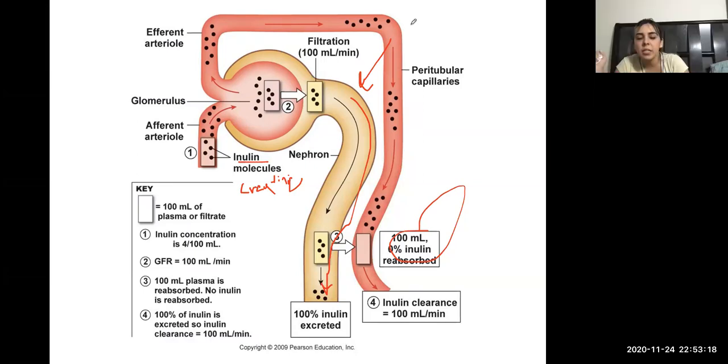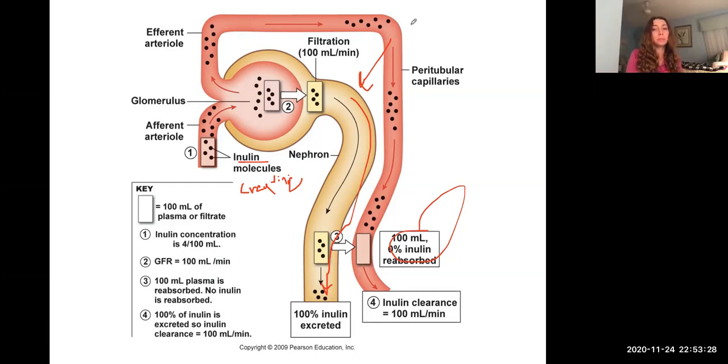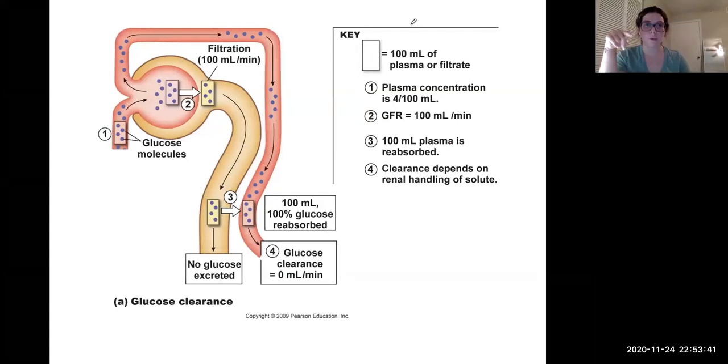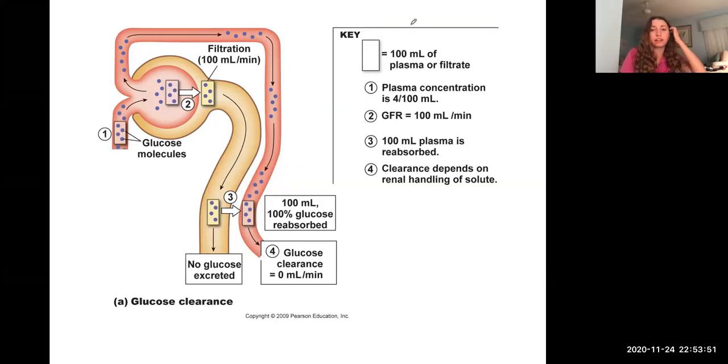So GFR is going to be equal to the clearance. Clearance? Is that the right word? Yes. So 100 milliliters per minute. And the clearance is just what's excreted.